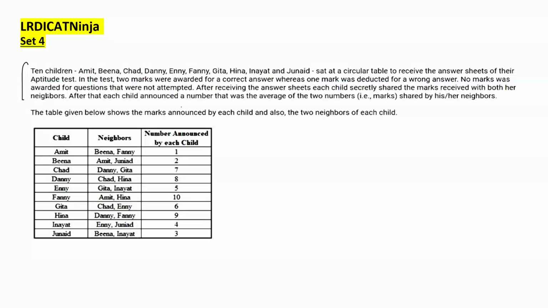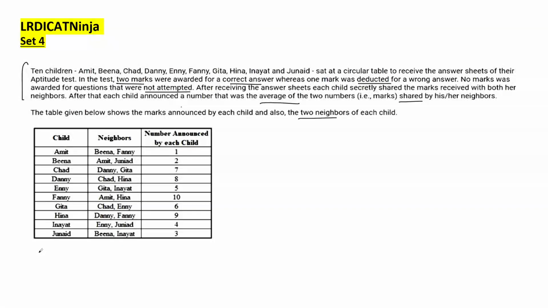So what is given in this question? There are 10 children A to J seated at a circular table to receive the answer sheets of their aptitude test. In the test, 2 marks were awarded for a correct answer and 1 mark was deducted for a wrong answer. No mark was awarded for questions that were not attempted. After receiving the answer sheet, each child secretly shared the marks received with both the neighbors. After that, each child announced a number that was the average of the two numbers shared by his or her neighbors. The table given below shows the marks announced by each child and also the two neighbors of each child.